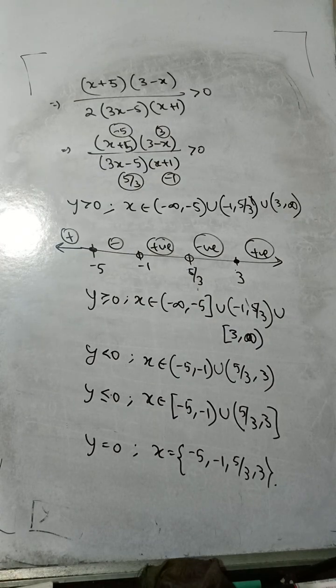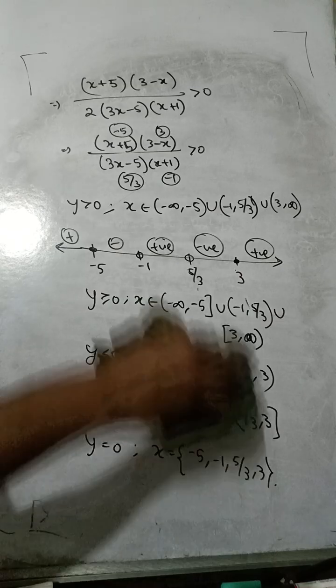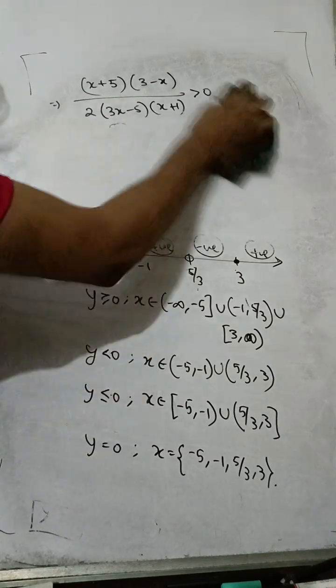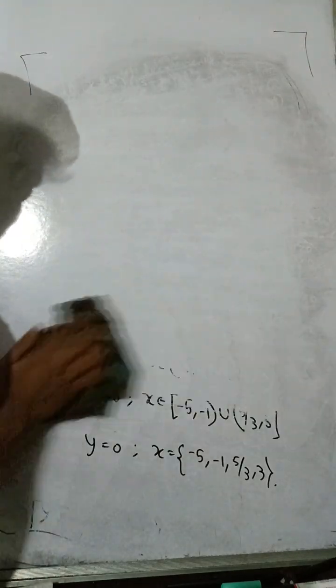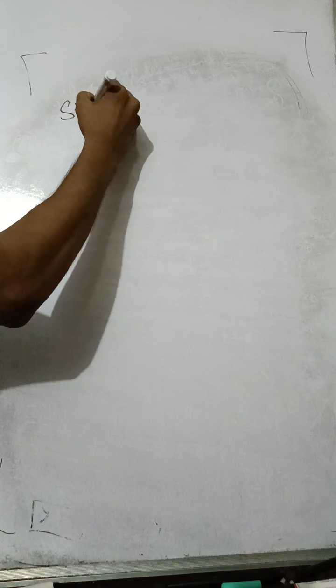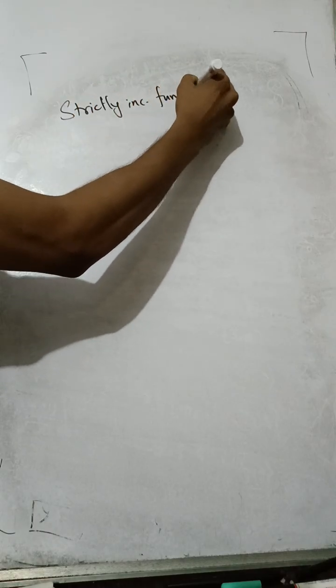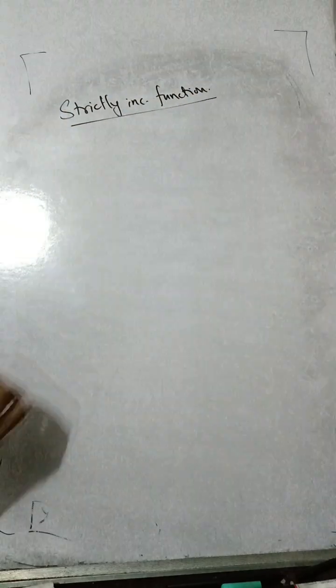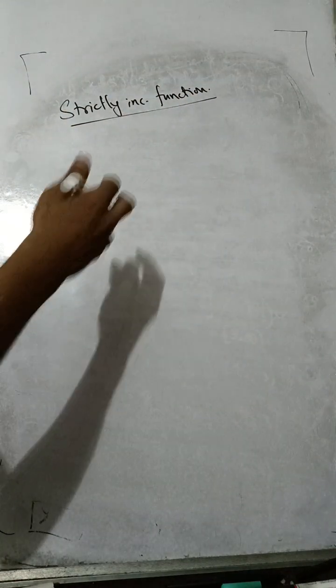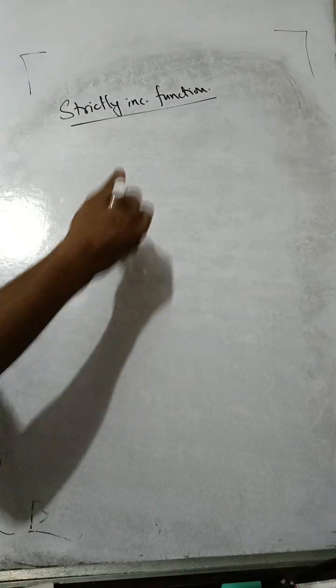Now we can move into strictly increasing and decreasing functions. So what is a strictly increasing function? A strictly increasing function is a function which always keeps on increasing as the input increases.